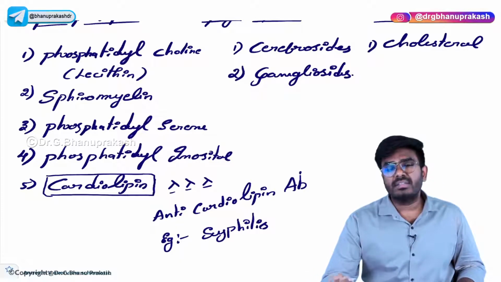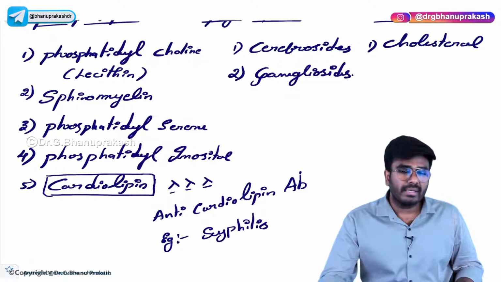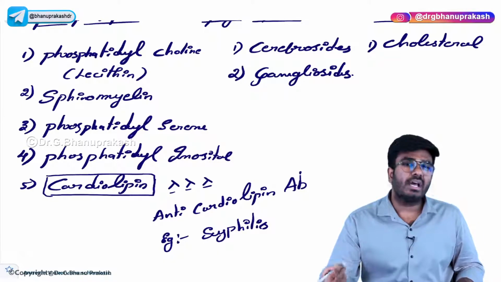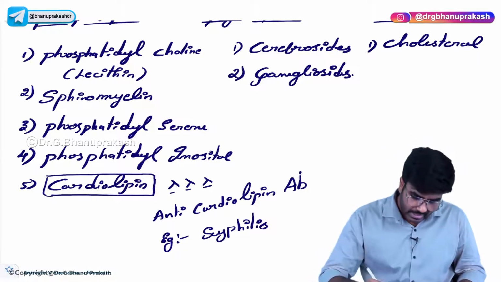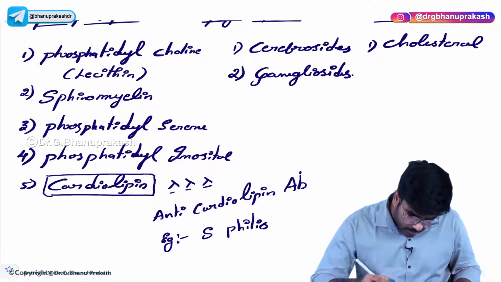Could you remember, syphilis is a sexually transmitted disease caused by which organism? Treponema pallidum, a spirochete, which can be seen in dark field microscopy. Okay, these are important points. And these cardiolipin antibodies are also seen in one more condition called APLA syndrome.